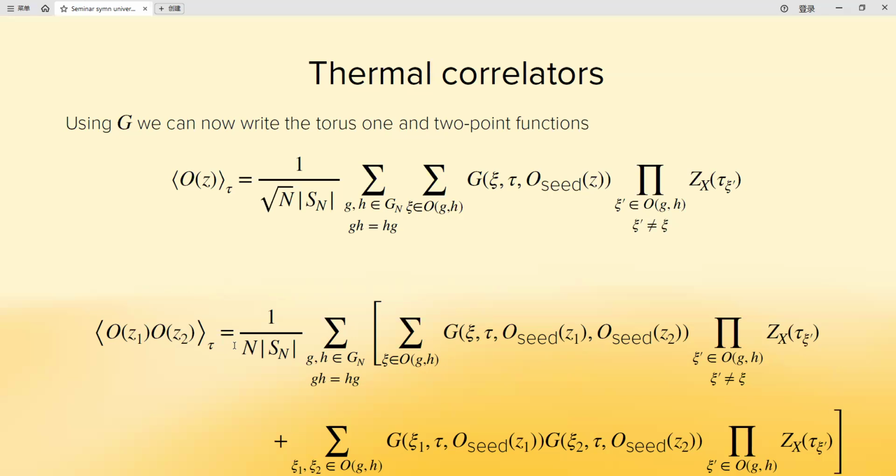And the 2 point function is basically the same, except that now there are two different choices. There are instances where my seed insertions are inserted on copies that are in the same orbit. Then I get this term. But there are also instances where my seed insertions are inserted in different orbits. And then you get what looks like a disconnected term. And I multiply again over all the other orbits.